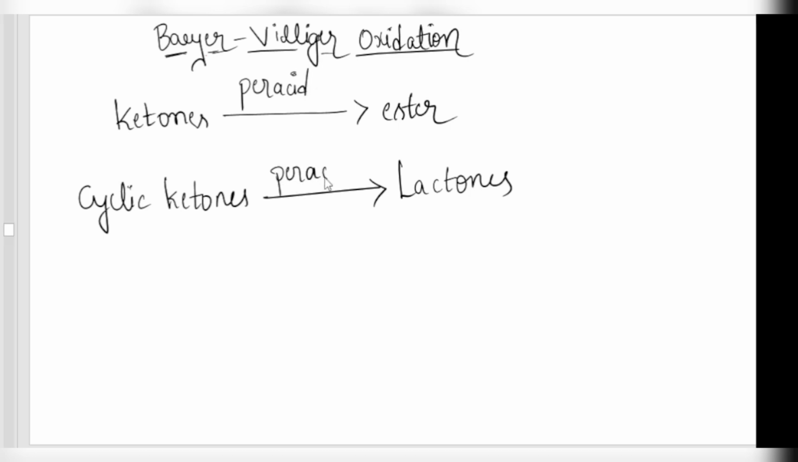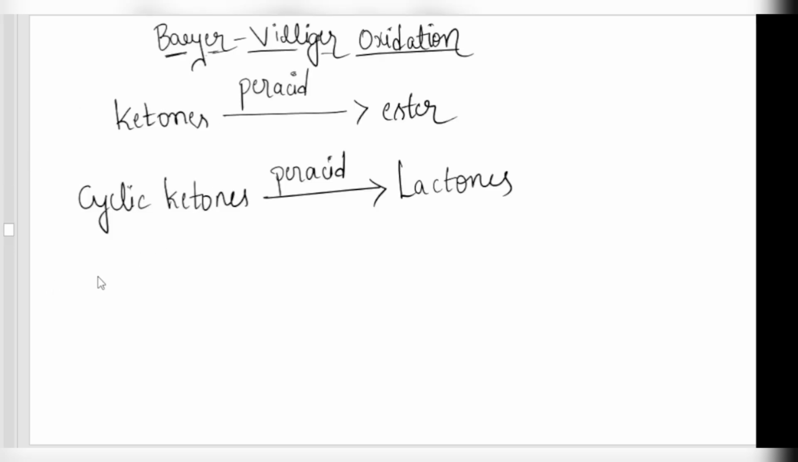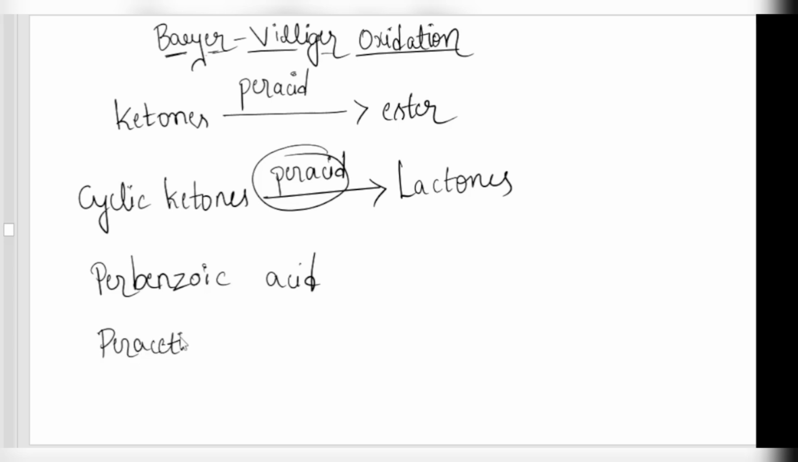Before, they were using permonosulfuric acid as the reagent, and afterwards three major reagents came into existence: perbenzoic acid, I am talking about this peracid here, perbenzoic acid, and peracetic acid, and here trifluoroperacetic acid.